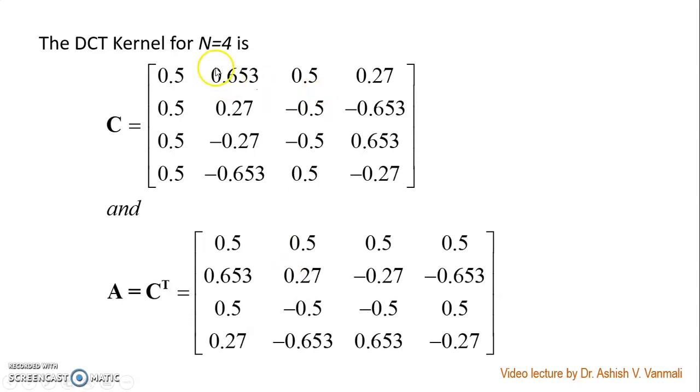If we simplify, we will get the DCT kernel C for n is equal to 4, which is given over here. And the transformation matrix actually is A, which is C transpose. Not C, so this point has to be kept in mind. The transformation matrix A is actually C transpose. So my transformation matrix will be: 0.5, 0.5, 0.5, 0.5; 0.653, 0.27, minus 0.27, minus 0.653; 0.5, minus 0.5, minus 0.5, 0.5; 0.27, minus 0.653, plus 0.653, minus 0.27.